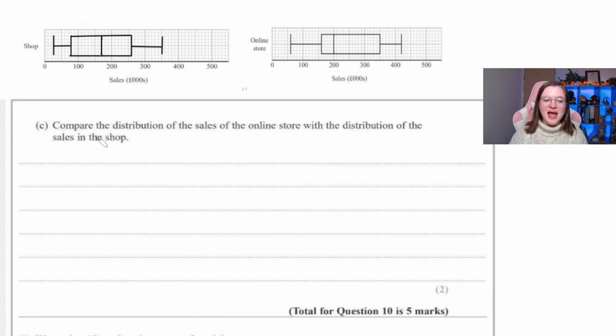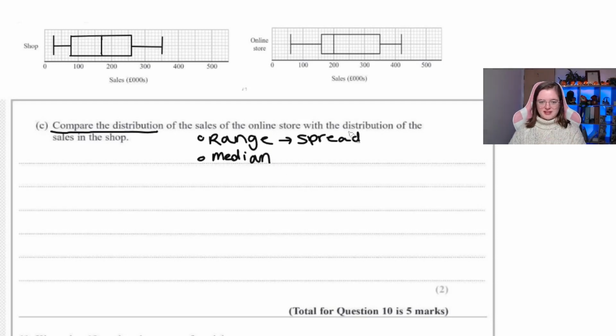In part C, compare the distribution of the sales of the online store with the distribution of the sales in the shop. Okay, so when we see that phrase, compare the distribution, we're always comparing two things. We're comparing a range, either the interquartile range or the actual range, like highest or lowest, and that will tell us about the spread, how spread out the data is. Then also compare the median. Essentially, the median will tell us the average spend, so it tells us which one sold more. So who spent most, or who sold most, technically, in this context. Who made the most sales?